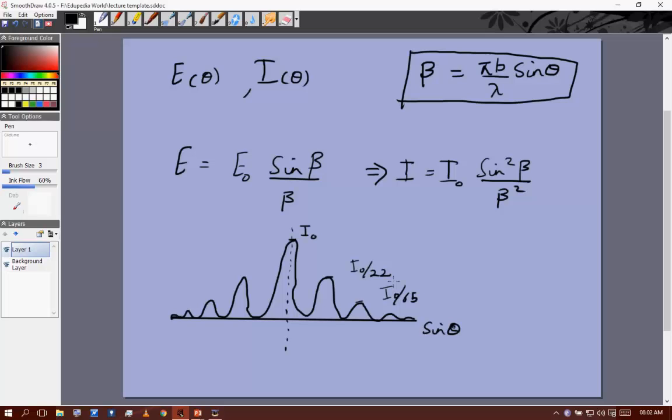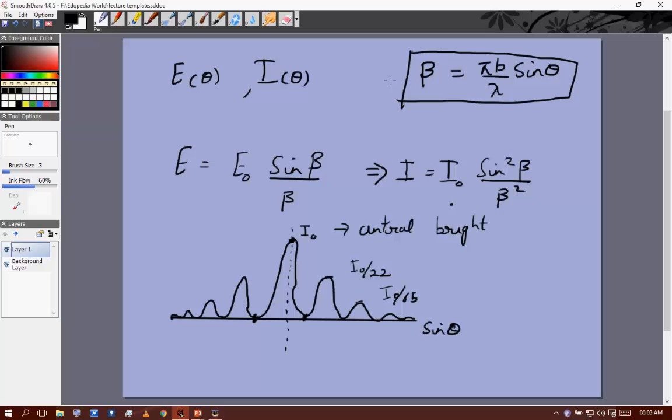Right. Now, these two are important points. These two are the first dark fringes. This is the central bright fringe. And these two are dark fringes. Okay. Now, what does the dark fringe mean? It means the intensity and the electric field are 0. Intensity 0 means sine beta is equal to 0. What does sine beta equal to 0 mean?